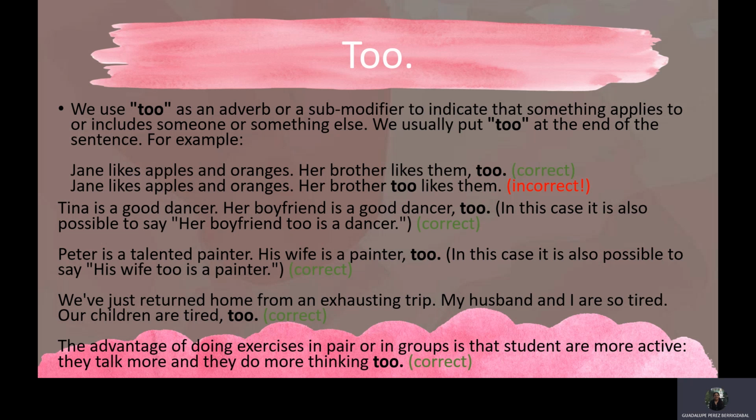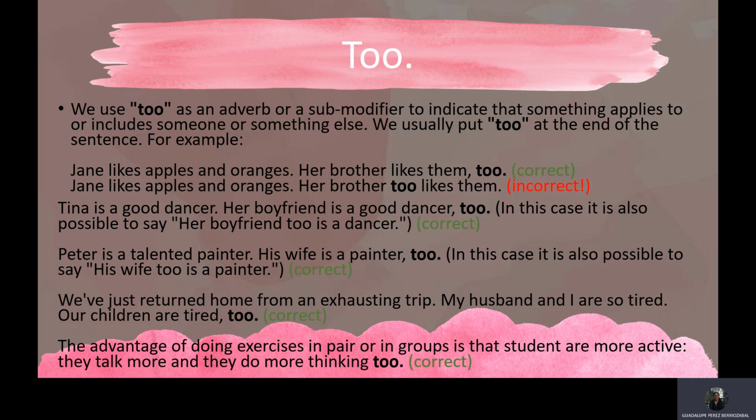And more examples. Tina is a good dancer. Her boyfriend is a good dancer too. Peter is a talented painter. His wife is a painter too. We've just returned home from an exhausting trip. My husband and I are so tired. Our children are tired too.